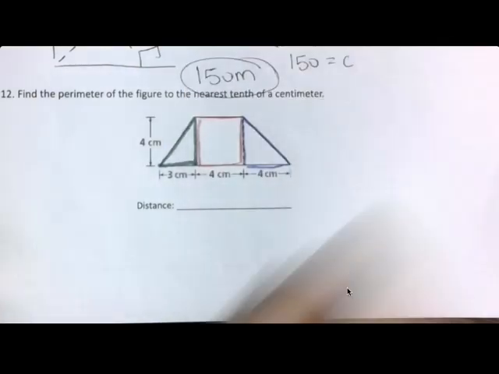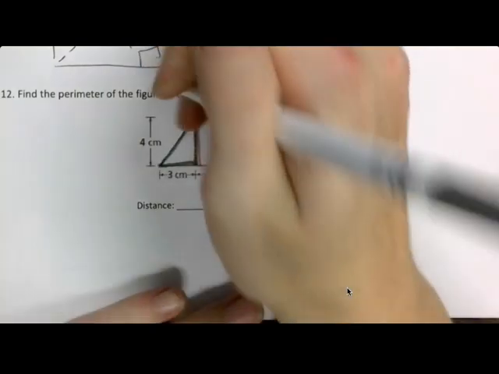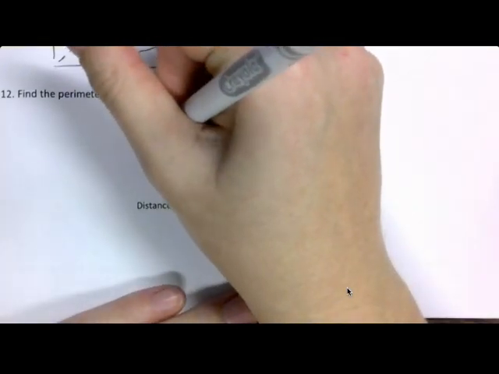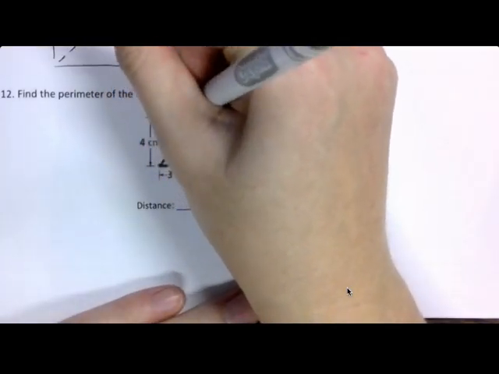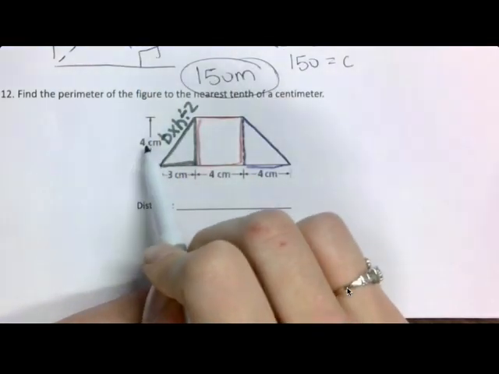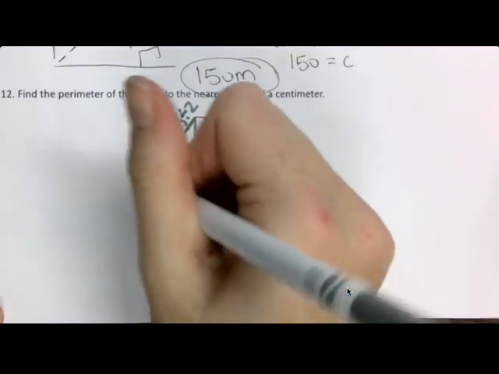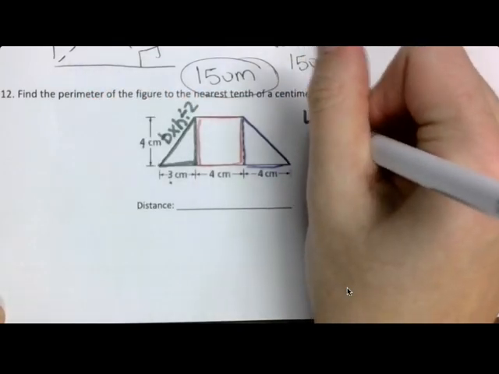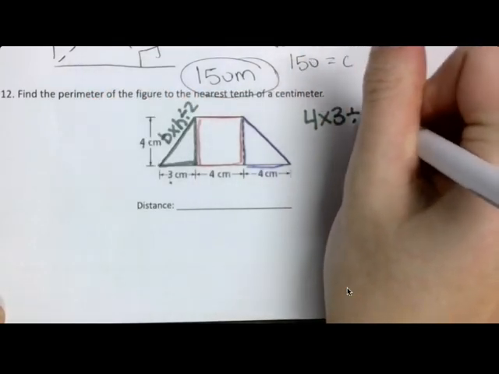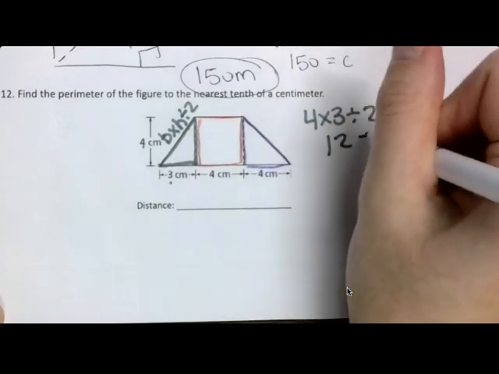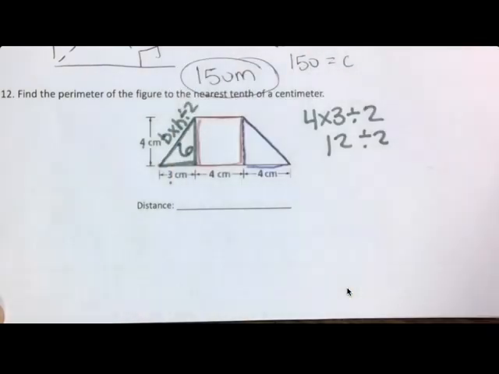So how do you find area of a triangle? Base times height divided by 2. So if you do 4 times 3 divided by 2, that is 12 divided by 2. So this is 6.